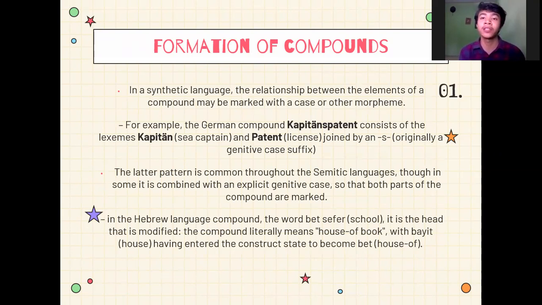Formations of compounds. In synthetic languages, the relationship between the elements of a compound may be marked with a case ending or other morphemes. For example, the German compound Kapitänspatent consists of the lexemes Kapitän, or sea captain, and Patent, or license, joined by an s, originally a genitive case suffix. The latter pattern is common throughout the Semitic languages, though in some it is combined with an explicit genitive case, so that both parts of the compound are marked. In the Hebrew compound Bet Sefer, or school, it is the head that is modified. The compound literally means house of book, with Bayit, or house, having entered the construct state to become house of. Next slide.